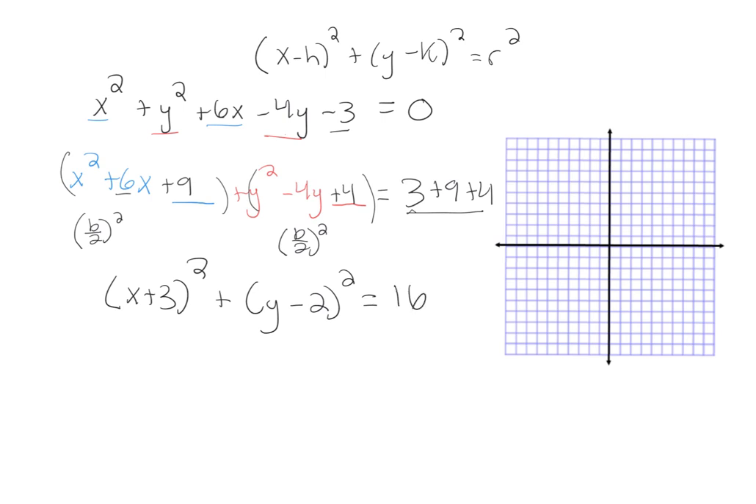So now it's in the standard form. Let's graph it. So the center is at (negative 3, 2). And then the radius is 4.